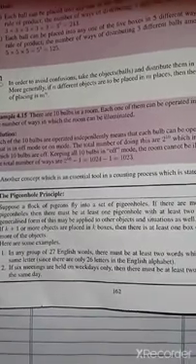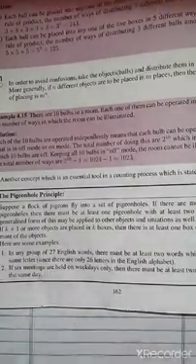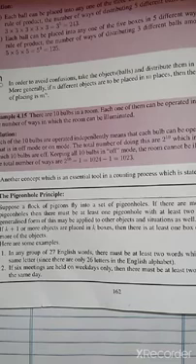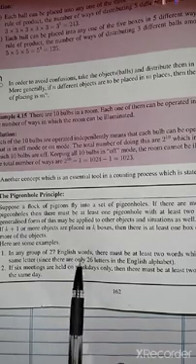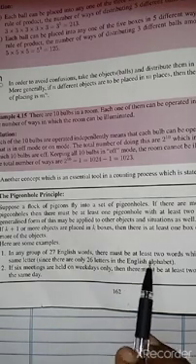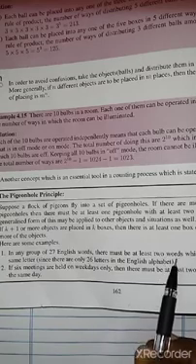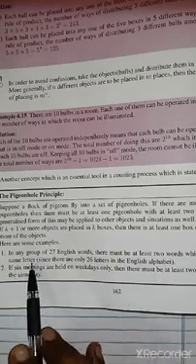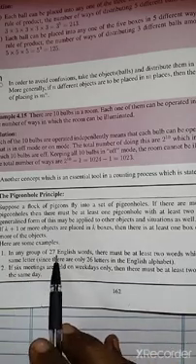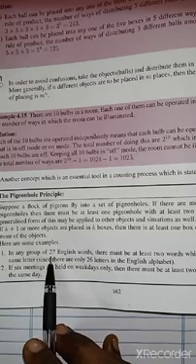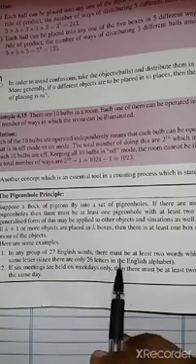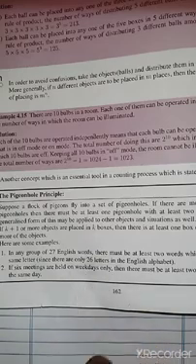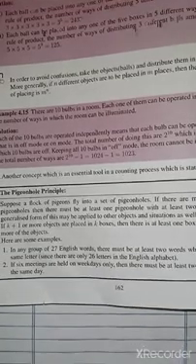In a group of 27 English words, there must be at least two words which begin with the same letter, because alphabetically we have only 26 letters in total, but here we take 27 English words. So maybe the same letter is repeated once more. That's why we took 27. So this is your pigeonhole principle.